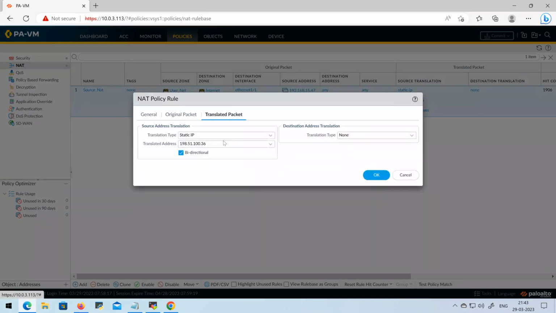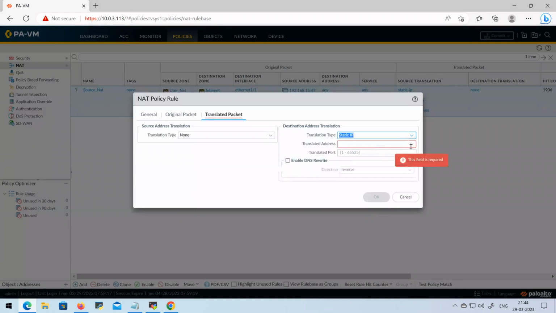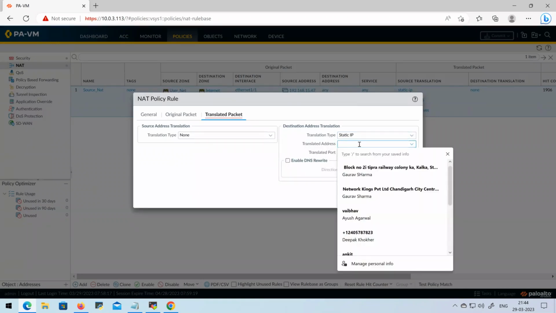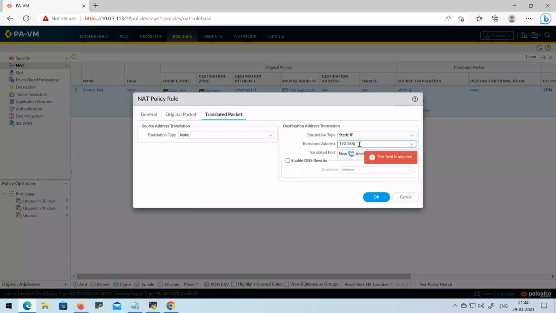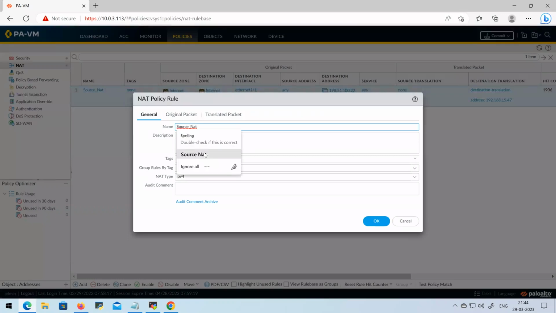Okay. In translation, we are going to remove this none, and now we are going to change the destination address translation. I'm going to use static IP first. In the address, what will be the translated address? Port, I'm not taking port, it's fine. Now check, is that correct?